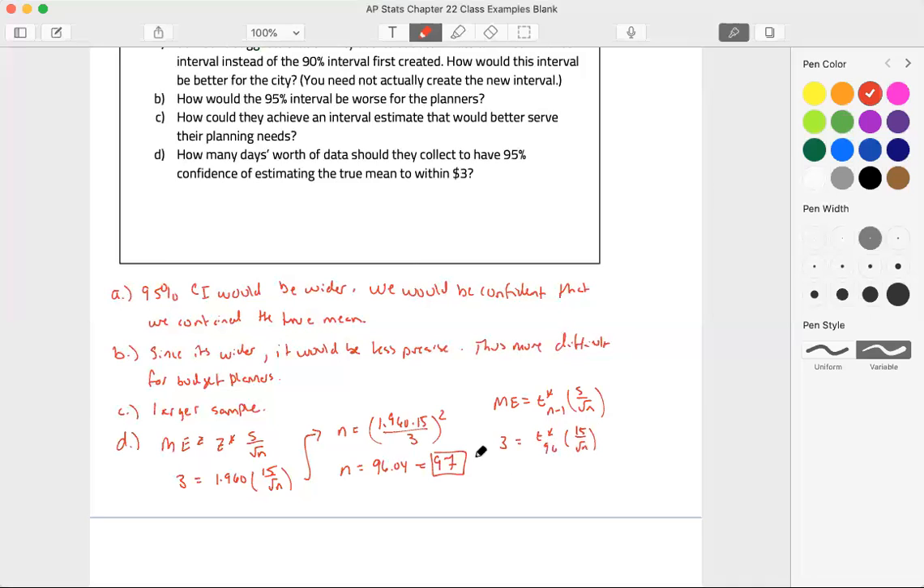All right, so I'm going to solve. I get n equals, with my critical value being 1.985, times 15 divided by 3, squared. Let's see what we get here. 1.985 times 15, enter, divide by 3, enter, and let's square that value, and I get 98.5, which rounds up to 99. All right, I'll take either answer there.